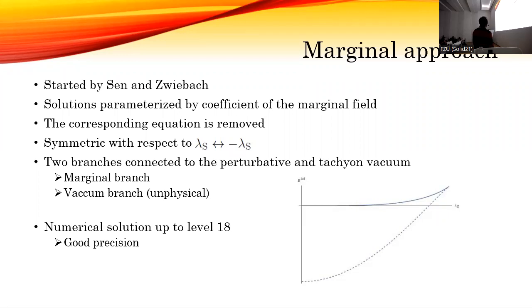The solution is symmetric with respect to change of sign of lambda, so we can take lambda to be positive. Yes, and if you look at this model at, I think this is level 1, you get this famous picture, and you have two branches of solution. Here is the marginal branch, which is connected to the perturbative vacuum, and here is the so-called vacuum branch, which is connected to the tachyon vacuum, and it seems to be unphysical. So in this case, I was able to do numerical calculations up to level 18.